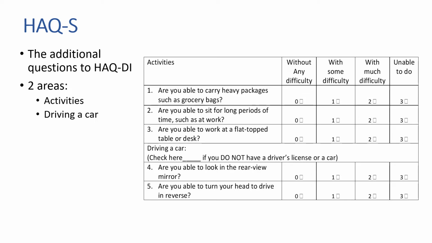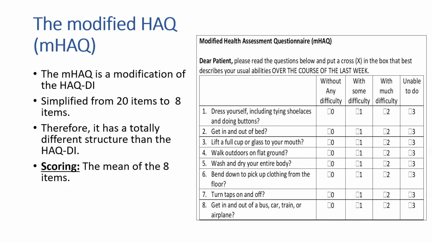Next, we come to the MHAQ, or the modified HAQ. It is a total modification of the original HAQ-DI, simplified from 20 to 8 items. Therefore, it has a totally different structure than the HAQ-DI. The scoring is also simpler than the HAQ-DI, which is calculating the mean of the 8 items. As the MHAQ is relatively new, there are only a few ongoing validation studies of the MHAQ in PSA. Indeed, more research is needed for the MHAQ in PSA.